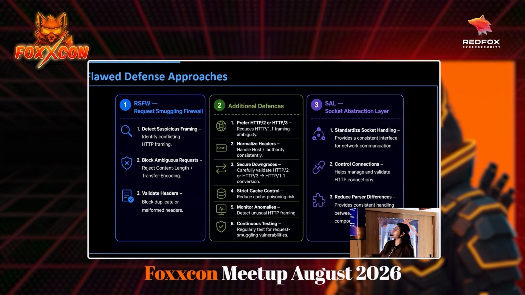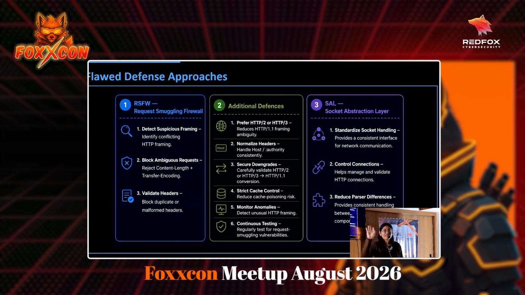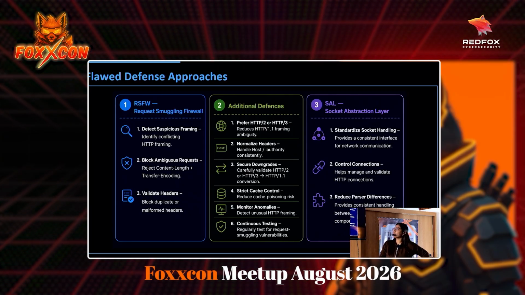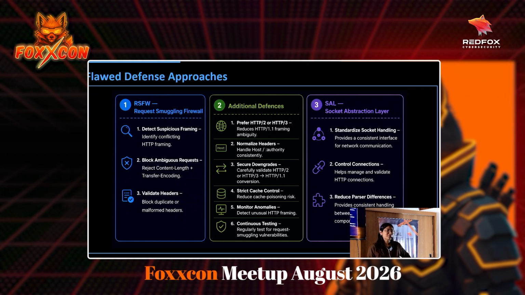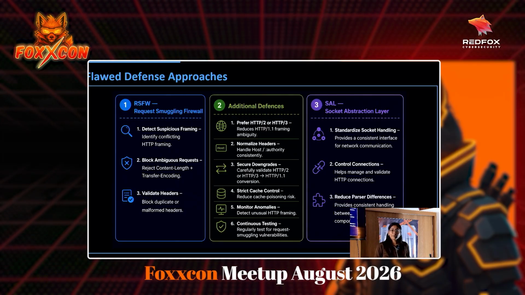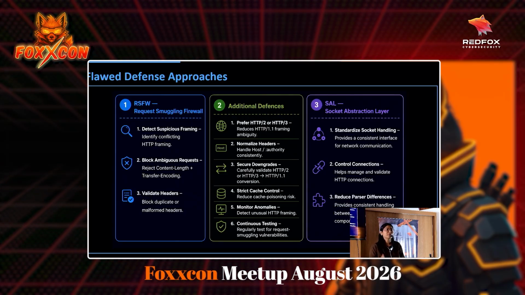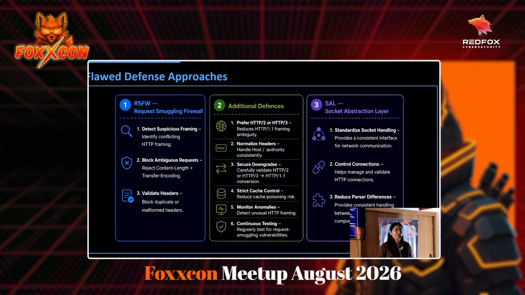Then additional defenses you can see: prefer HTTP 2, very simple. Don't use HTTP 1.1, right? So prefer HTTP 2 and HTTP 3, which is not always possible because there are so many servers that still have not adopted HTTP 2 or 3. That's why we cannot avoid it, but we can prefer. If we have the option, then we can prefer.